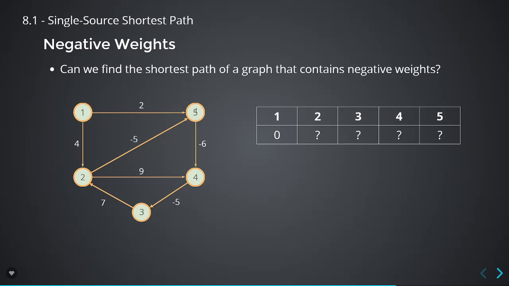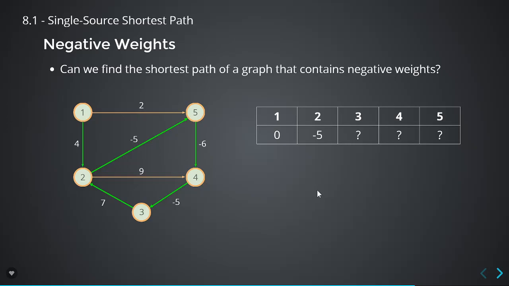-6 to go to 4. So now it costs you -7 to go to 4. -5 again. It costs you -12 to go to 3. So -12 plus 7 is going to cost you -5 to get to 2. It's not 4 anymore. It's actually -5 because you just do this round trip. Right? This green arrow here will tell you that it costs you -5 to get to 2.